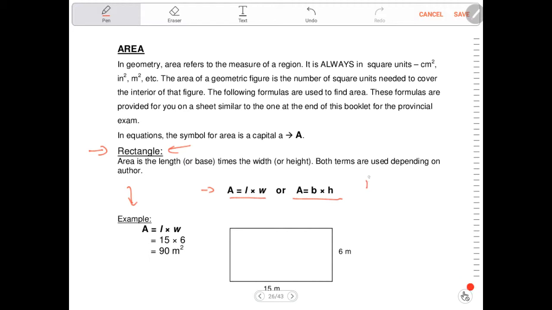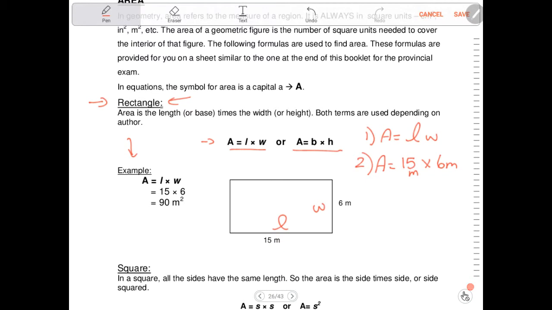Step one, you always write down the formula. So area is length times width. Step two, fill in your values. Area equals, so this would be your length and this would be your width. This is 15 meters. I put in my units, multiplied by 6 meters. Because you can tell, from here to here is 15 meters, and from here to here is 6 meters. And as we alluded to earlier, that gives you a final area value of 90 meters squared.